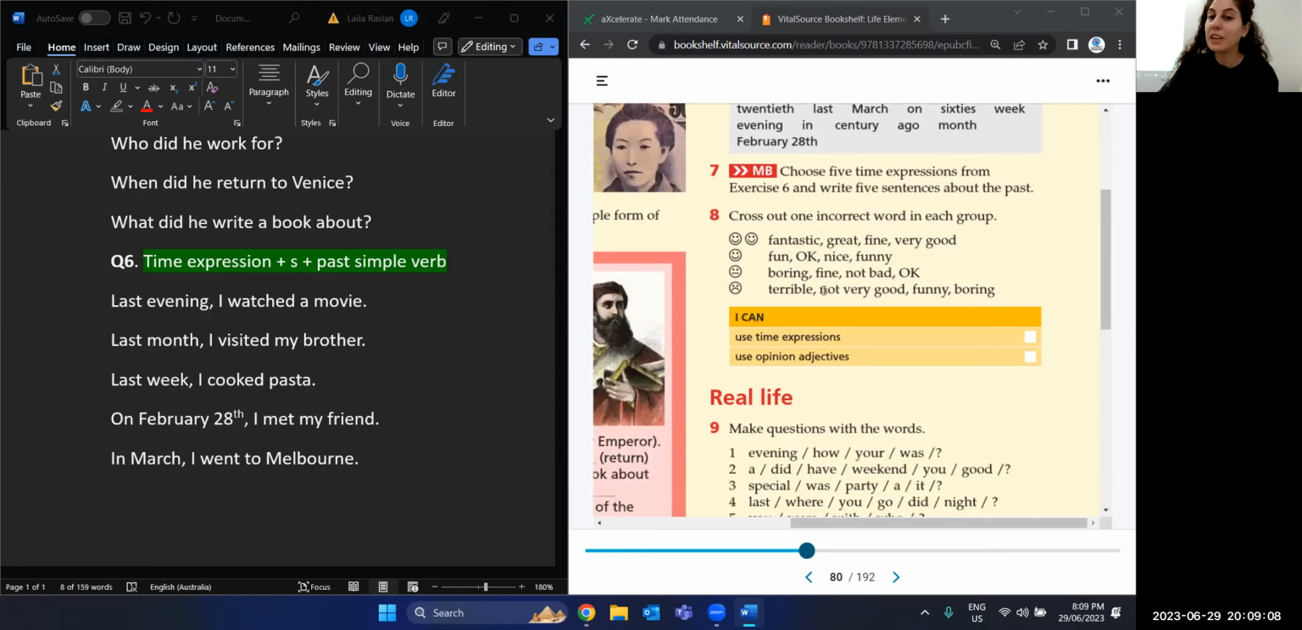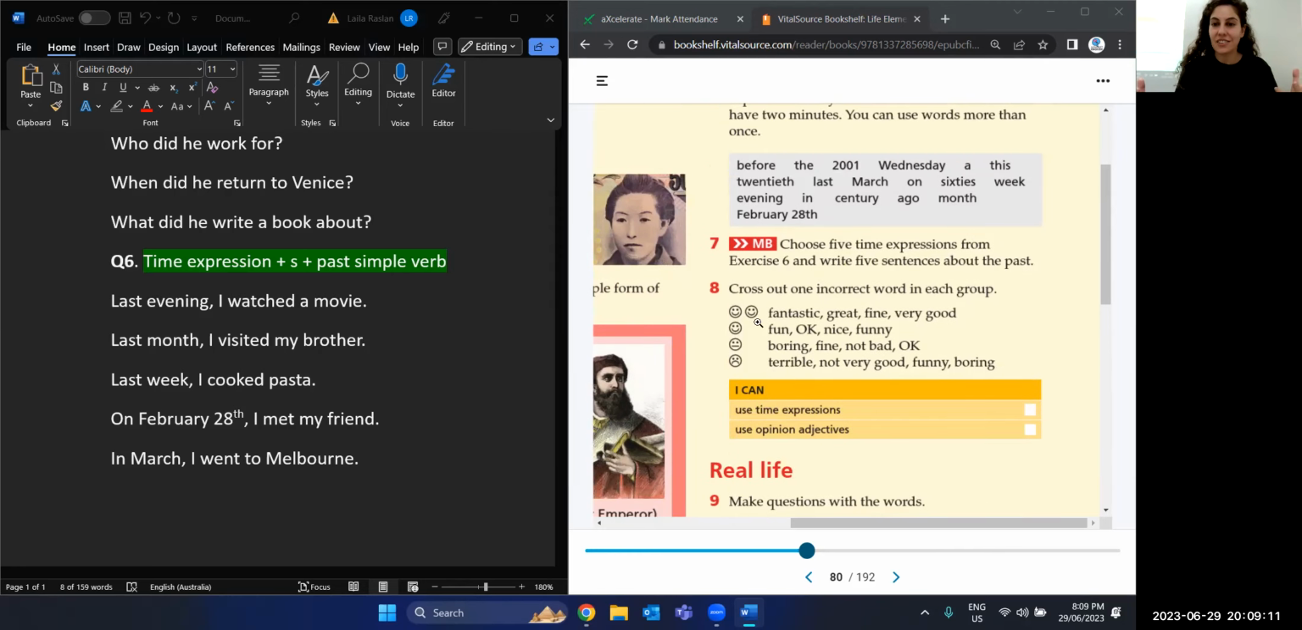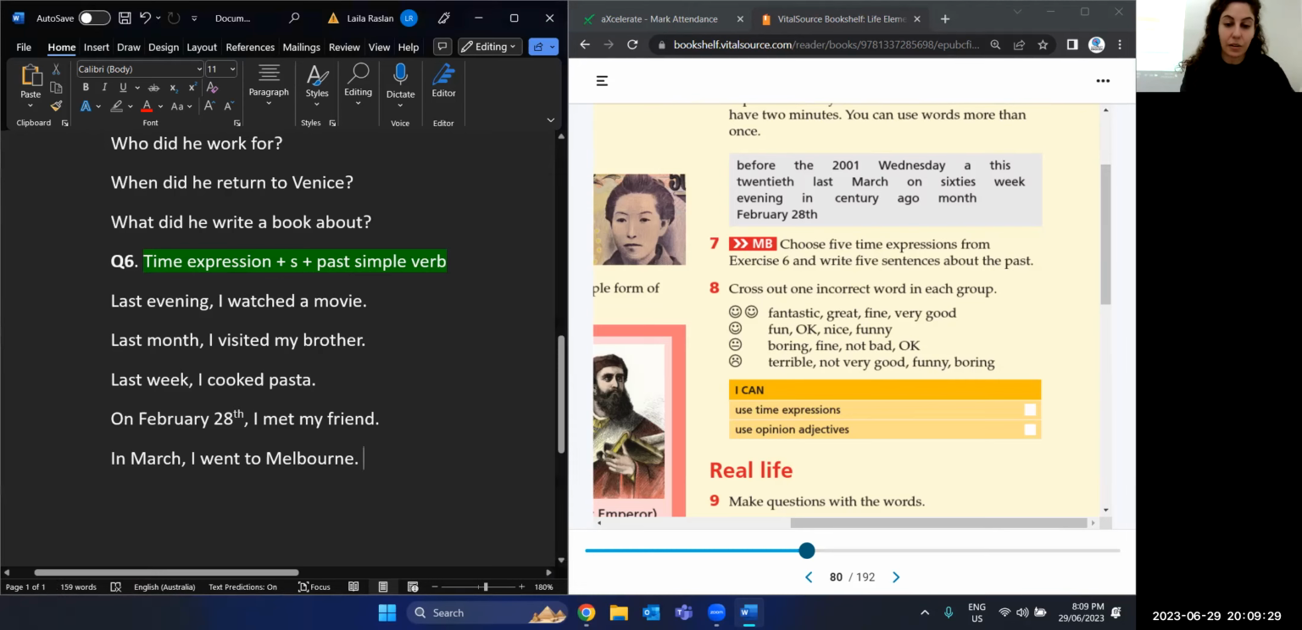As we wait, do you remember we looked at expressions? Using fantastic, great, fine, very good. Yeah, it was fun, okay, nice, funny, boring, fine, not bad, okay, terrible, not very good, funny, boring. So these were called our opinion. We looked at that maybe 2 lessons ago. It was called opinion adjectives. Let's have some other opinion adjectives. So what are different ones that are not here?